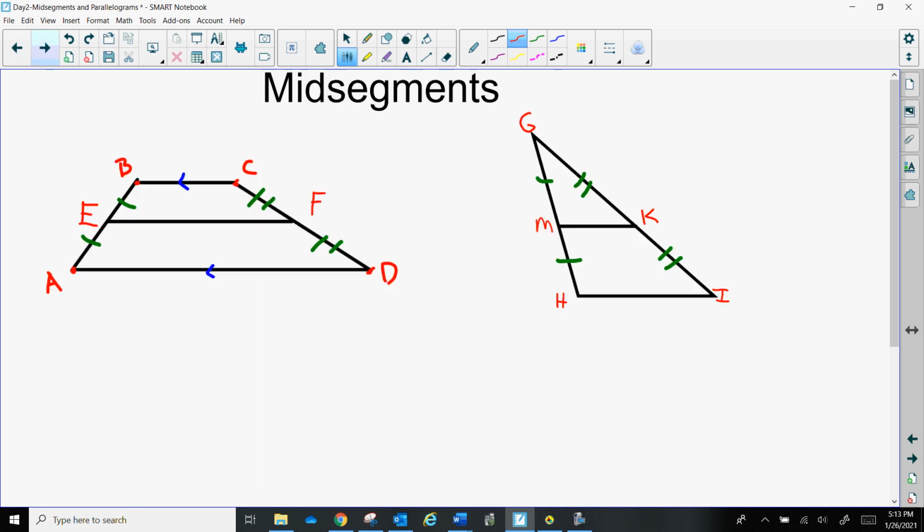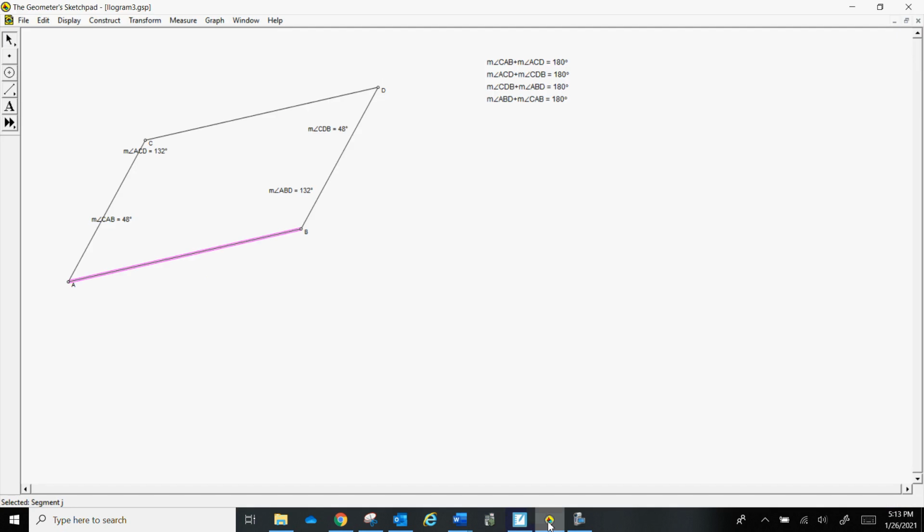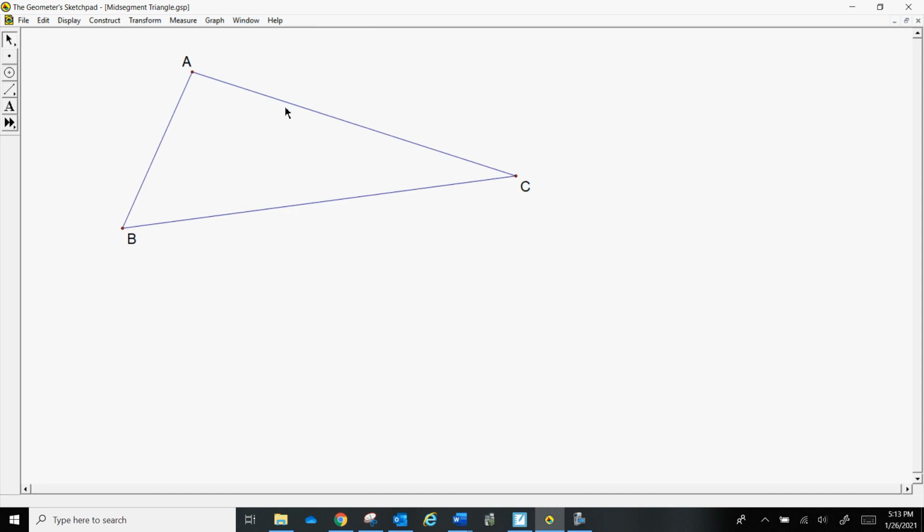Okay, now there are 2 more rules that I have, and these 2 rules work for a midsegment. Okay, well, what is a midsegment? A midsegment can be drawn in triangles or it can be drawn in trapezoids. In this first picture right over here, we're going to talk about a midsegment in a triangle.